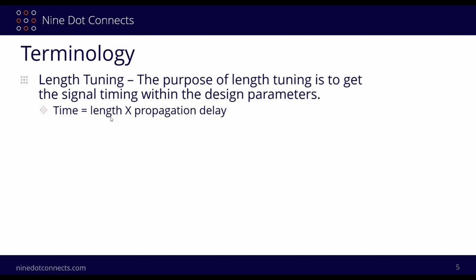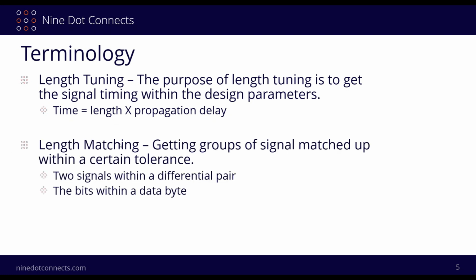So when we're talking about length tuning, we're usually talking about an individual signal, as opposed to length matching, where you're taking a group of signals and you're trying to get them all together so that they are within a certain tolerance. So, for example, two signals within a differential pair, or something like the bits within a data byte. What could happen there is that if one of them has to be longer than the others, just because of the topology of your routing, the other ones have to be matched up to that so that they all arrive at the same time.